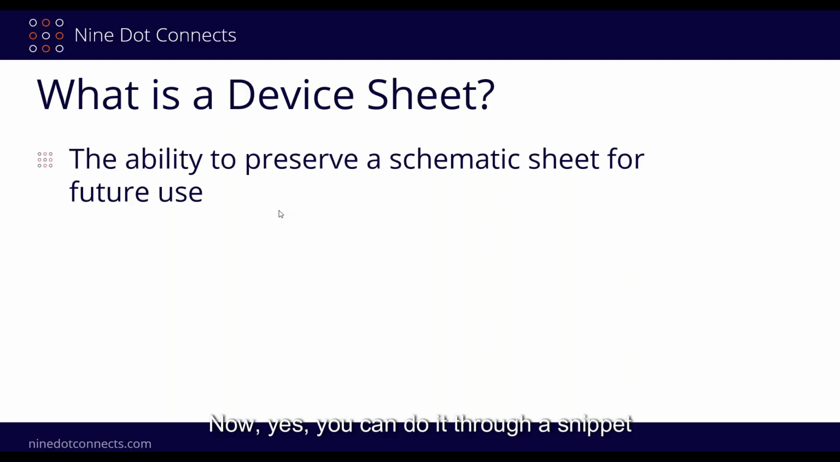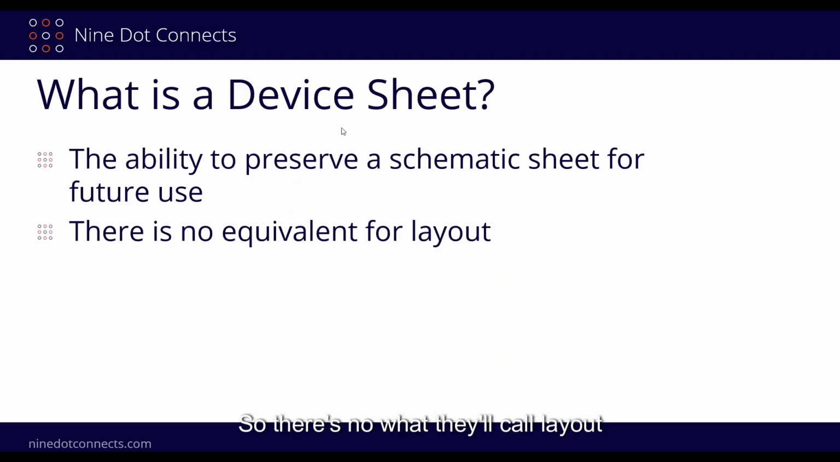Now, yes, you can do it through a snippet because the snippet can have a PCB side. You can use the reuse block because there's a PCB side. But when it comes to a device sheet, there's only a schematic side to it. Okay, so there's no what they'll call layout device sheet. So if you're going to do this, you're going to do this on the schematic side of things. Okay, so just keep that in mind.